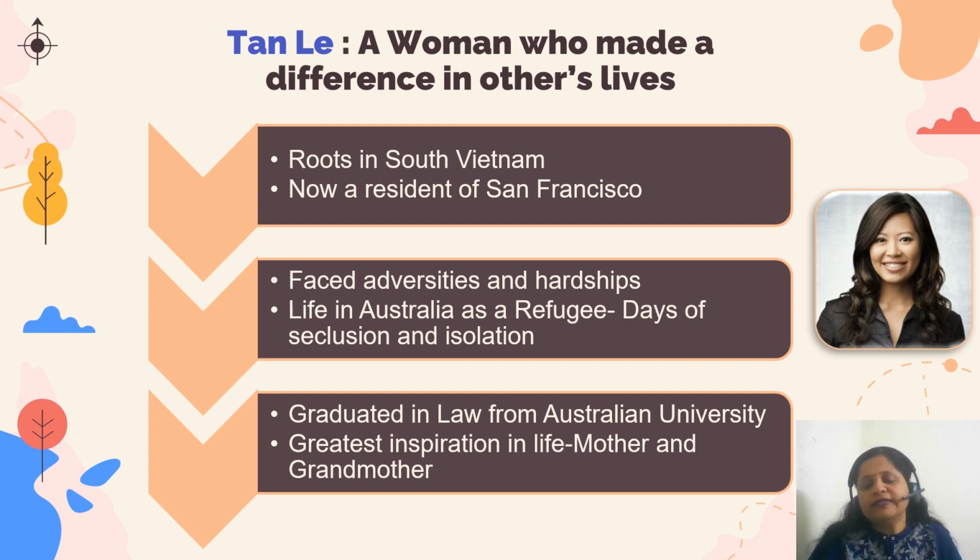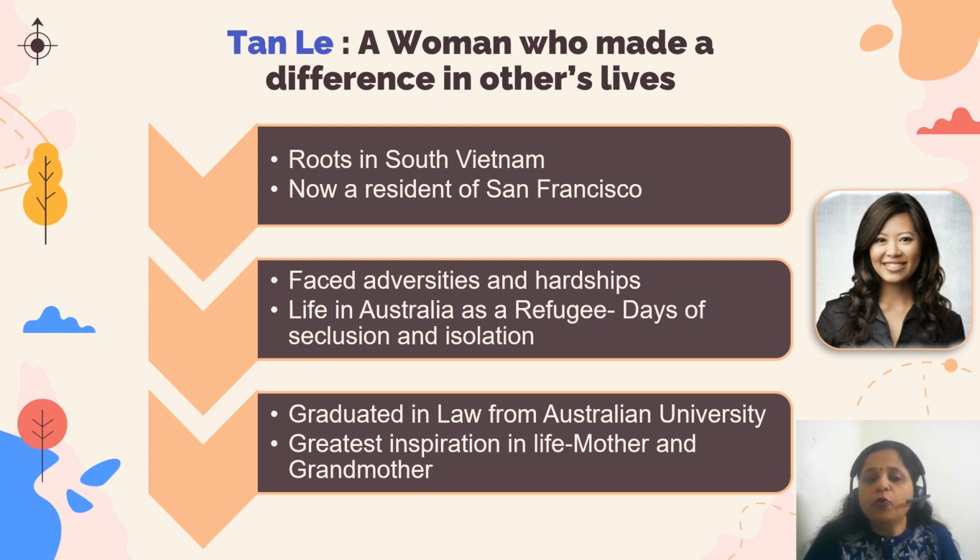So in this context, we can see that Tan Le has moved from Vietnam to two other places. One is Australia, and the other one is San Francisco in the United States. So she lived in Australia as a refugee. And who is this refugee? A refugee is a term designated to a person who has to flee, move away from one's own home country out of compulsion. It's not a voluntary movement.